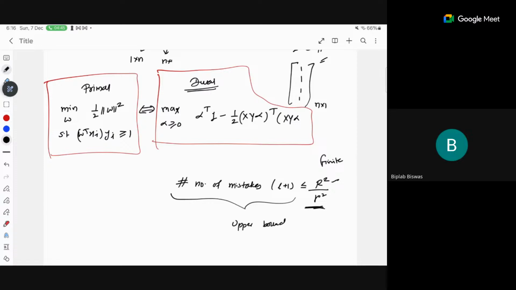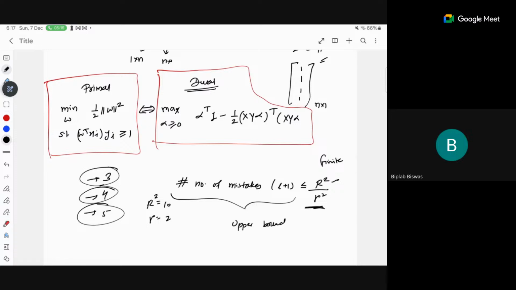Any idea about it? Sometimes the algorithm may converge in, let's say, three iterations, maybe four, or maybe five, with R square equal to 10 and gamma square equal to 2. So it is possible that sometimes the number of mistakes we make will be 3, sometimes 4, sometimes 5. What does that mean? This is sensitive to something, right? What quantity is it sensitive to?